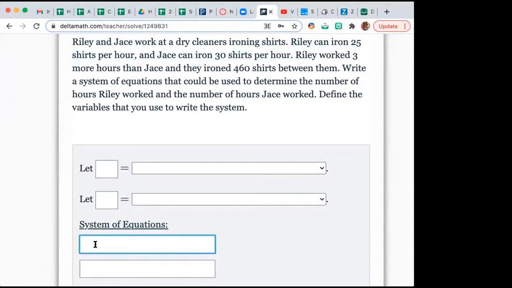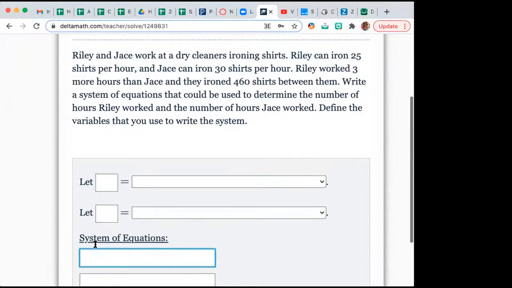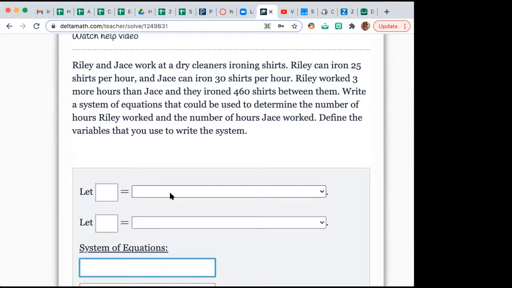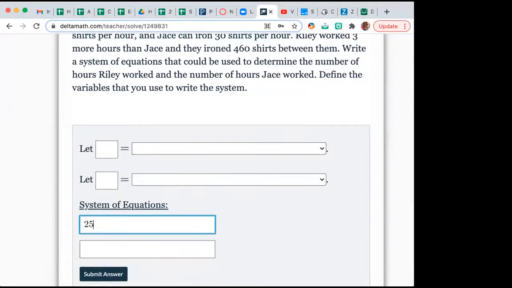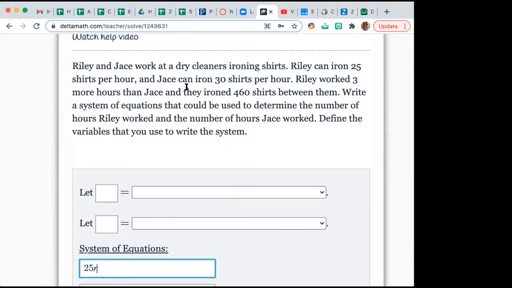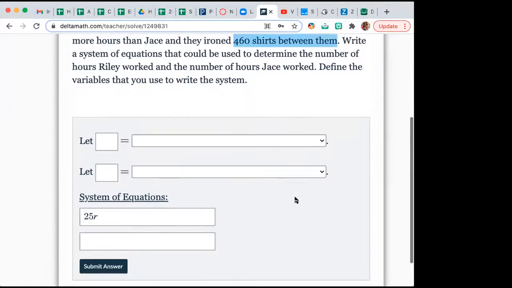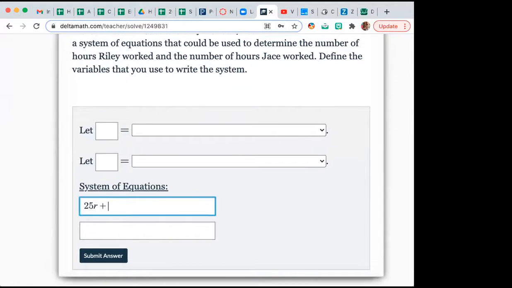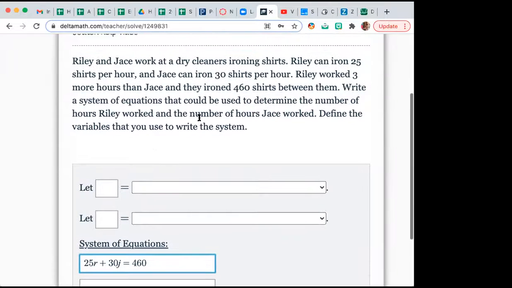How many shirts per hour can Riley do? Riley, reading is hard, y'all. 25, thank you, Skylar. 25 for Riley. How many shirts can Jace do? 30 shirts. Now listen, y'all, how many can they do total? So what I did: 25 for Riley plus 30 for Jace. And total, they can do 460. That should have been your first equation. Most of y'all got the first one. We were okay with that one, right?